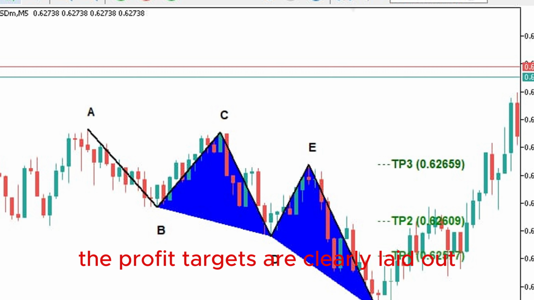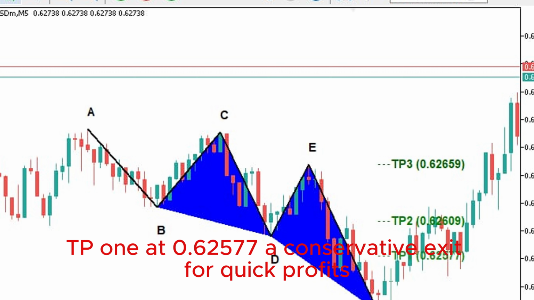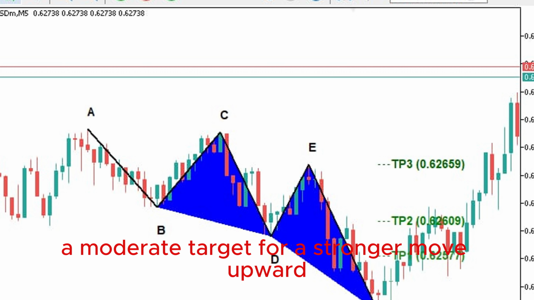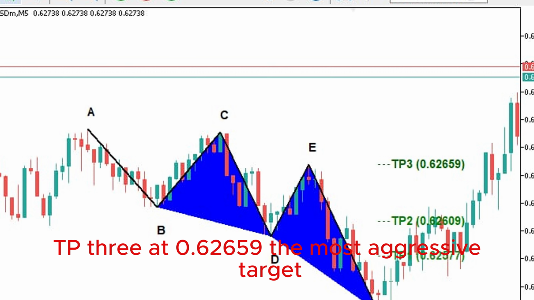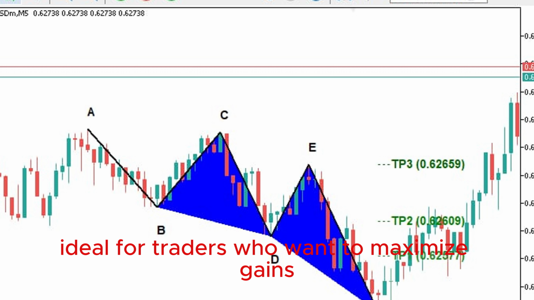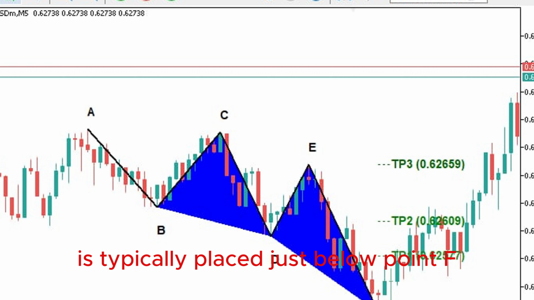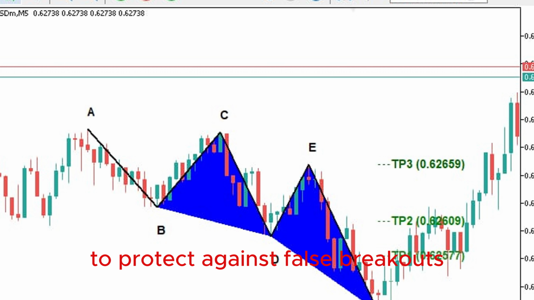The profit targets are clearly laid out. TP1 at 0.62577, a conservative exit for quick profits. TP2 at 0.62609, a moderate target for a stronger move upward. TP3 at 0.62659, the most aggressive target, ideal for traders who want to maximize gains from the reversal. The stop loss, though not labeled, is typically placed just below point F to protect against false breakouts.